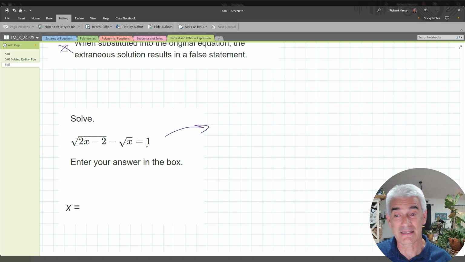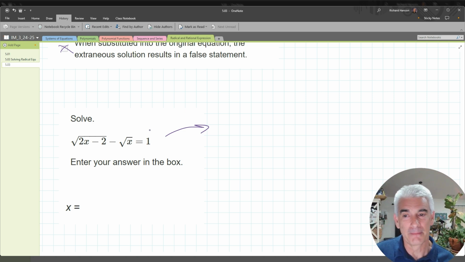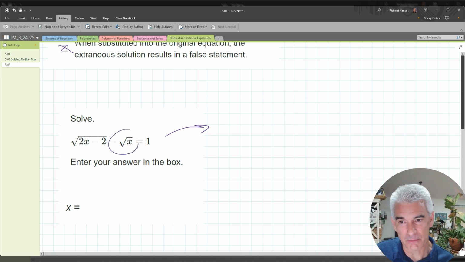So we need to isolate the radical. Well, the problem is I have two radicals, and you can't isolate them. So the next best thing is I'm going to put one radical on one side. I'll put the more complicated radical by itself. So basically, I'm going to add this to both sides, the root x.